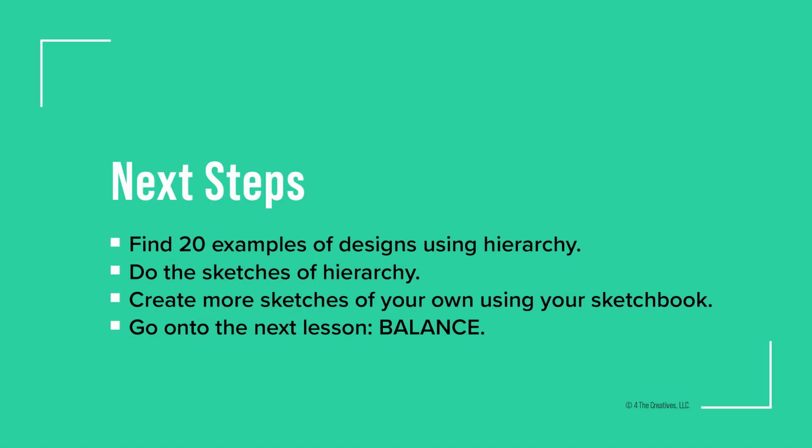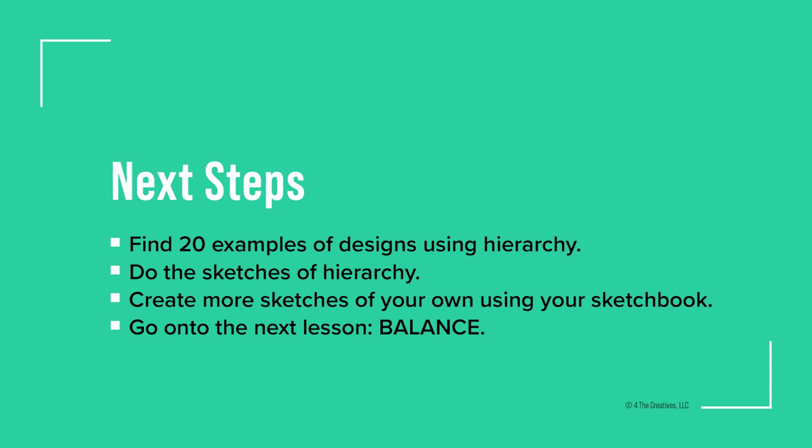Your next steps are first to find 20 examples of designs that use hierarchy. To find these examples, I have provided some links below this lesson that you can use to go through magazine covers, layouts, and movie posters. You can also look on Behance, Pinterest, and Dribbble, as well as social media, or go into your kitchen and look at the food packaging or even ads on television. Note what is first, second, and third in each design in terms of its hierarchy and how that designer accomplished it. Then you'll be doing sketches of hierarchy in your sketchbook.